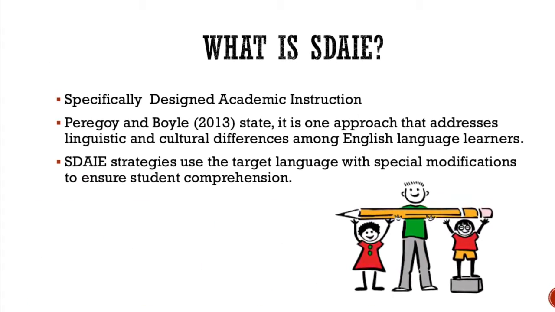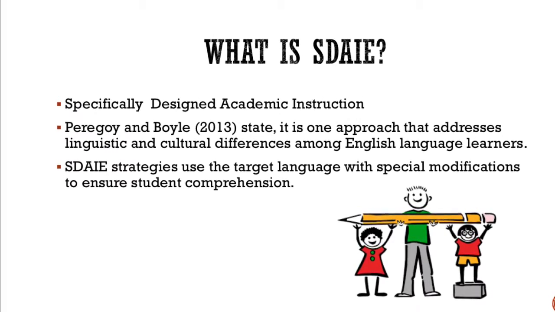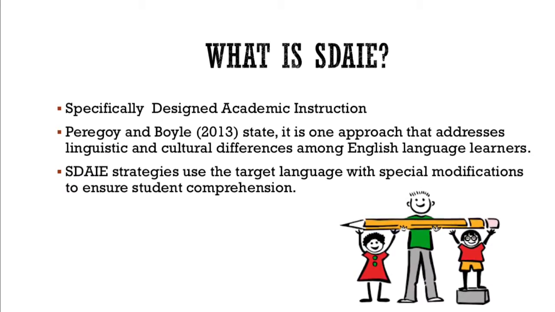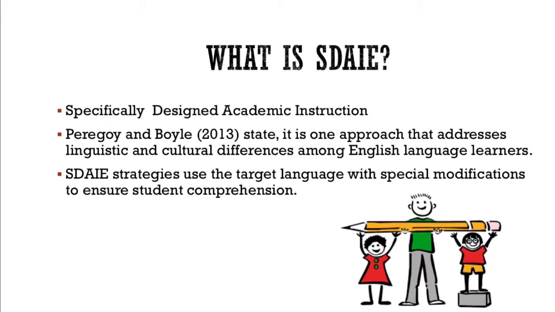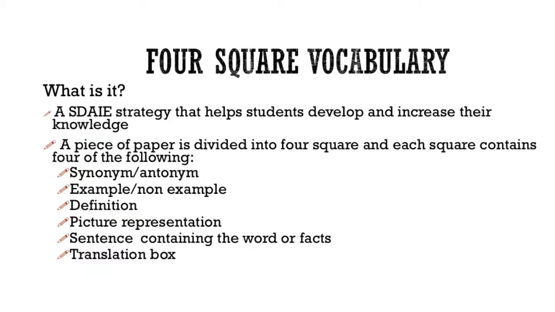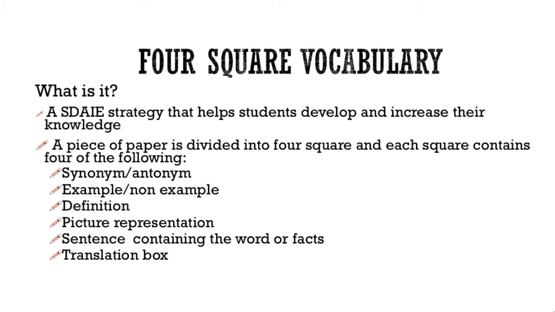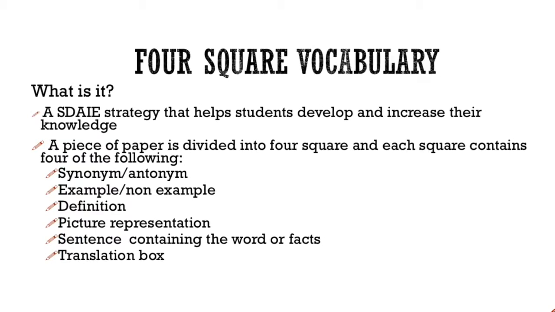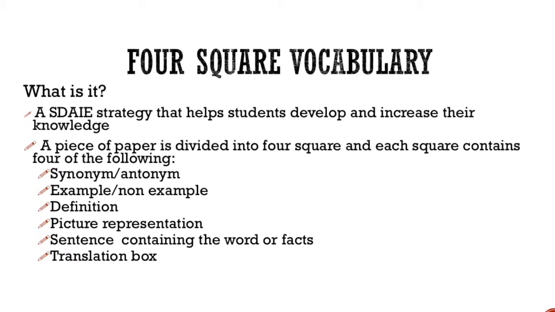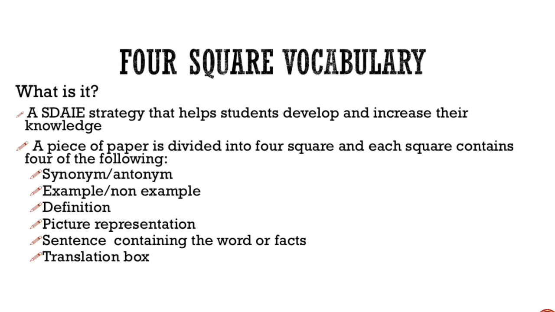What exactly is SDAIE? SDAIE is defined as specifically designed academic instruction. The strategies in SDAIE are used to target language development in English language learners. The four-square vocabulary strategy helps students develop and increase their knowledge. It creates an opportunity so that students can illustrate and think critically about the vocabulary words. It also leads to students making personal connections with the words.